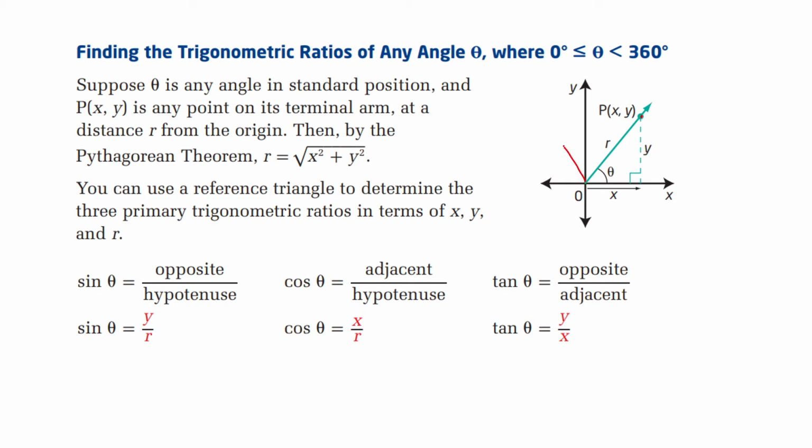But remember, this actually applies to any angle. So for example, here we pick any point x, y on the terminal arm, and we can calculate the trig ratio the same way. But the trig ratio can be negative because, for example, here x is negative, right?